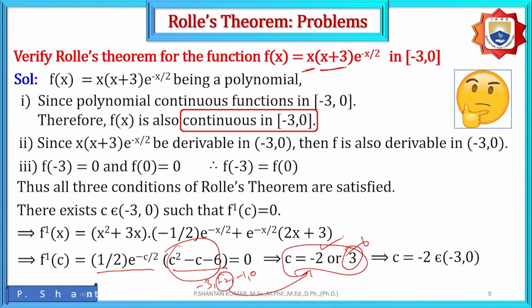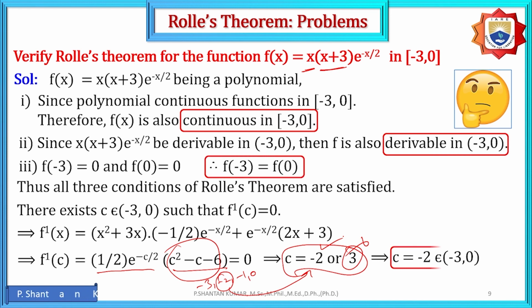Therefore the Rolle's theorem is verified. Continuity is satisfied in the closed interval, and derivability is satisfied in the open interval, and f of a is equal to f of b, and moreover c belongs to (a, b) is satisfied. Then the Rolle's theorem conditions are verified. That is the meaning of these clear explanations: we need to understand how to verify what conditions are needed for the Rolle's theorem to be satisfied.